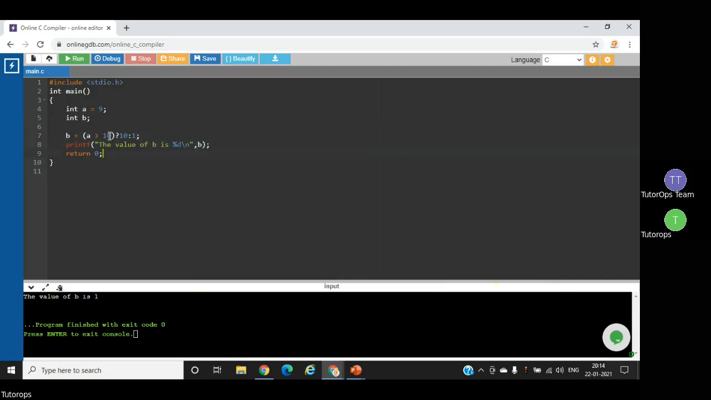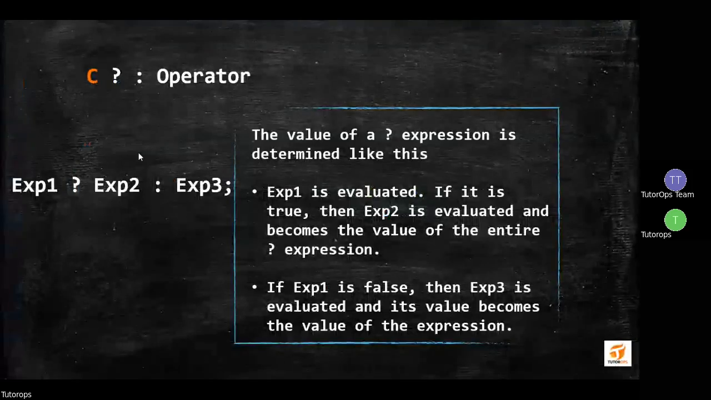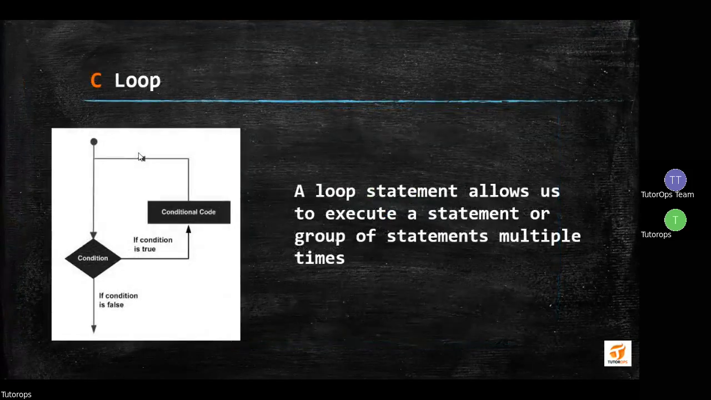So if it is returning true, then 10 will be assigned to b. If it is returning false, then 1 will be assigned to b. So it will return the 1 if it is false. If it is true, then it will return 10. So this is the question mark colon operator and how it works.